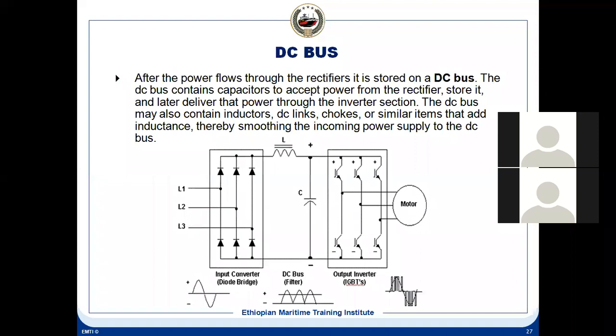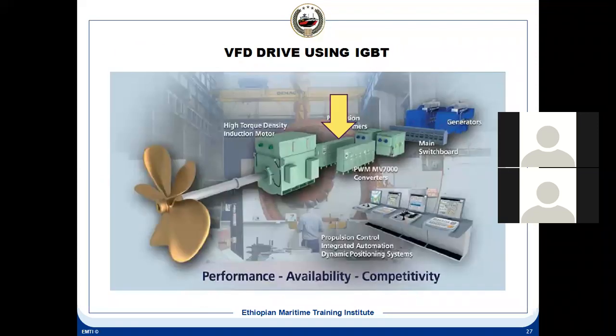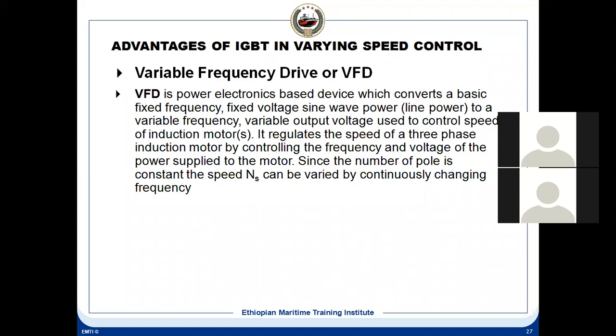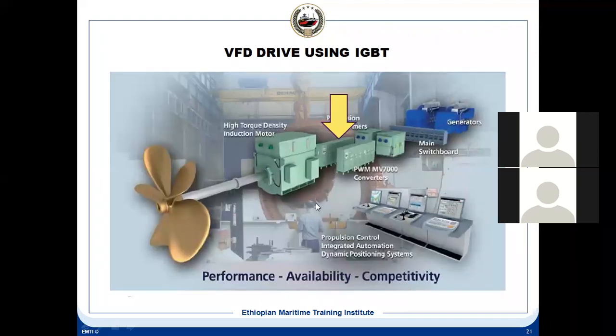Okay, let's go back to the same slide. So VFD is a power electronics based device which converts basic fixed frequency, fixed voltage sine power into a variable voltage and variable frequency. It regulates the speed of a three-phase induction motor by controlling the frequency and voltage of the power supply to the motor. Since the number of poles is constant, speed can be changed by varying the frequency. Hope you understood.